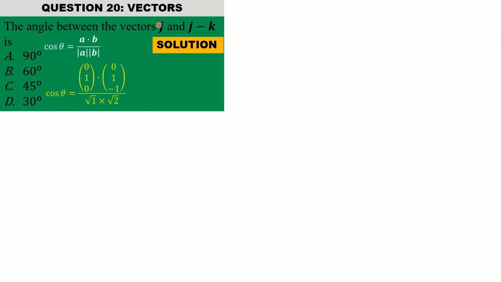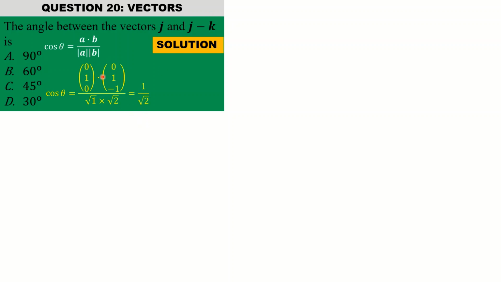So I'm going to write the vector j in the column form as 0, 1, 0, because the i component is 0 and the k component is 0. The j component is 1. That's the coefficient. Now j minus k, the i component is 0, j is 1, and k is negative 1, divided by the product of their magnitudes. The magnitude of the vector is just the square root of the sum of the squares of the coefficients of the unit vectors present. So for j, since it's a unit vector, the magnitude is 1, which is the same as the square root of 1. Now for this, we have the square root of 1 squared plus negative 1 all squared, which is the square root of 2.